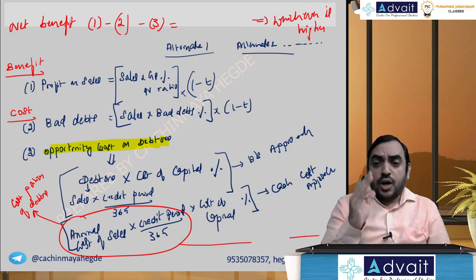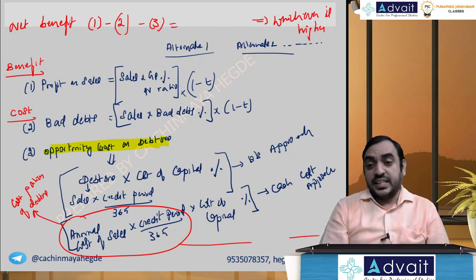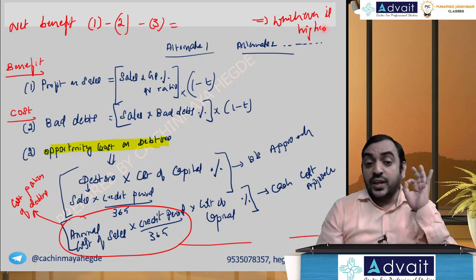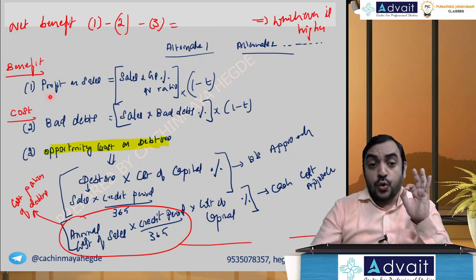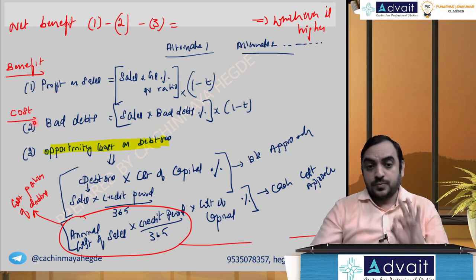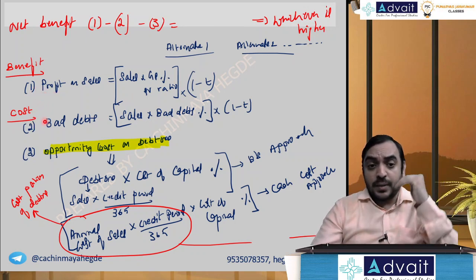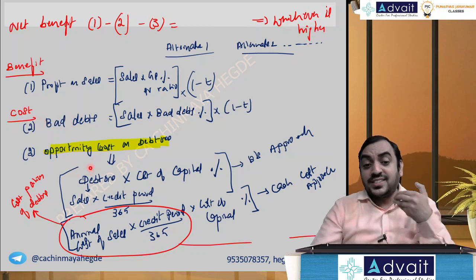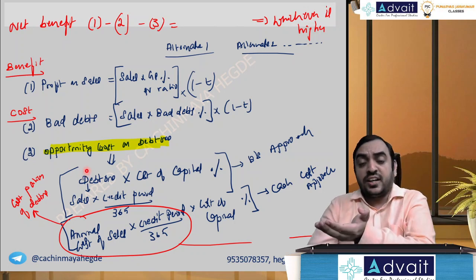Whichever is higher. We can also express it in percentage terms. This is in rupee terms, net benefit. We can also express it in percentage terms. But if you are doing it in percentage terms, you should do only 1 minus 2. In the sense, profit on sales minus bad debts, that is net benefit, divided by investment, meaning the debtors amount. That you compare with the required rate of return.